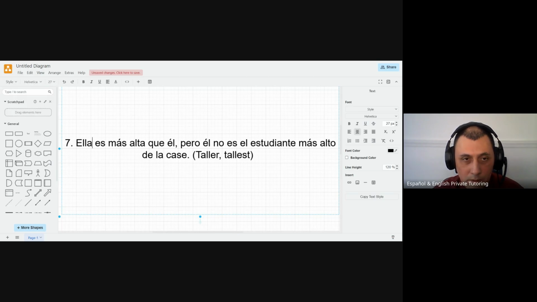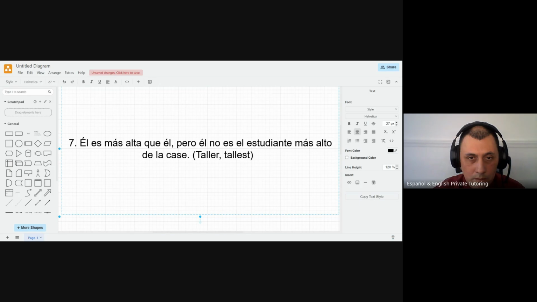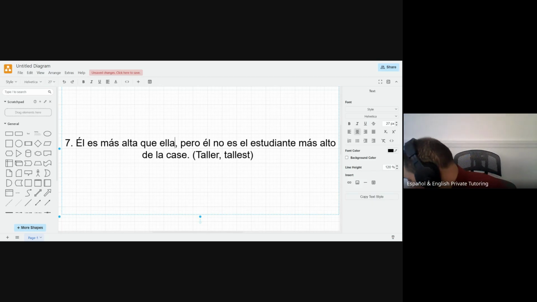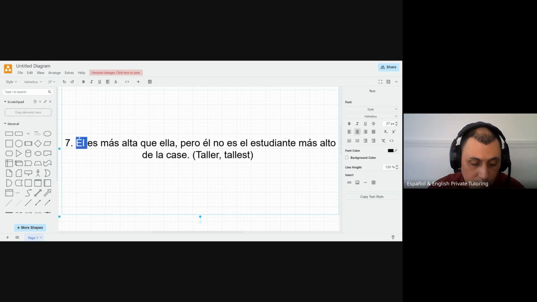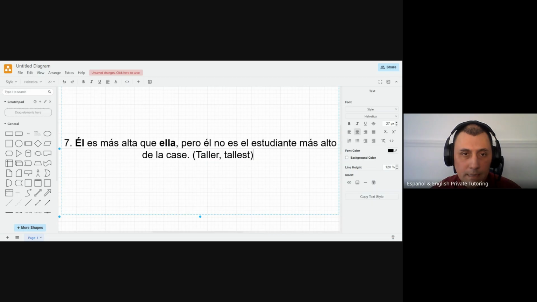So to make it better, let's change it to él and ella. Change this to él and ella. So now in English, it will make more sense. It will be he's taller than her, but he is not the tallest student in class.